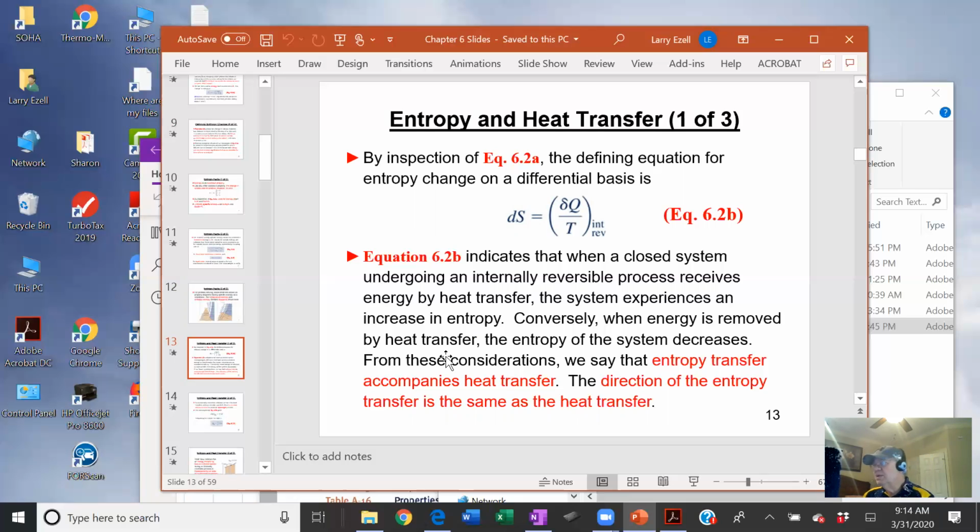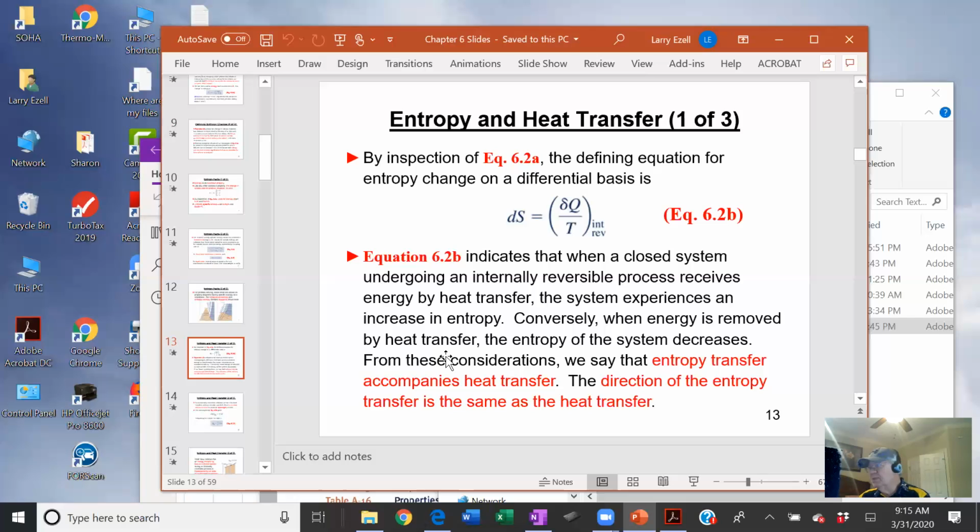If we look at the equation here on this slide, equation 6.2, the defining equation for entropy change on a differential basis is ds equals dq over T. And we can usually integrate this because we're looking at steady state. So del Q becomes Q2 minus Q1. And if we're dealing with a constant temperature, such as a TH or a TC, we can solve this equation whenever we need to and work in a problem.